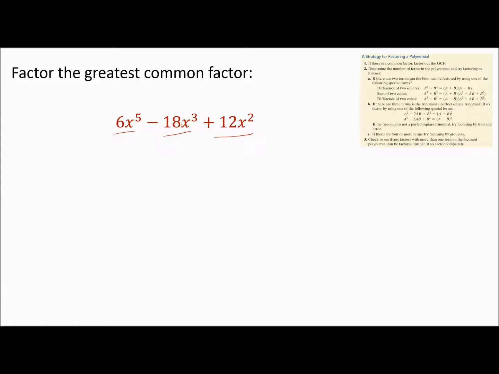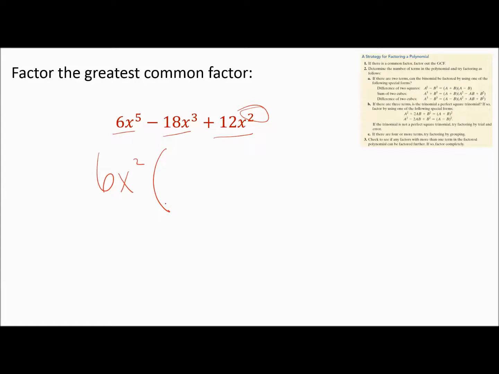But that's not all. Notice these all have a variable of x with different exponents. So we have an x to the 5th, which just means 5 x's multiplied together. We have an x to the 3rd, which means 3 x's multiplied together, and an x squared, which means 2 x's multiplied together. Now, anytime you have a variable common to all of your terms, in other words, a greatest common factor, the lowest exponent is what's going to come out. So remember, we have our 6 and we have our x squared that's going to come out in front of the parentheses.